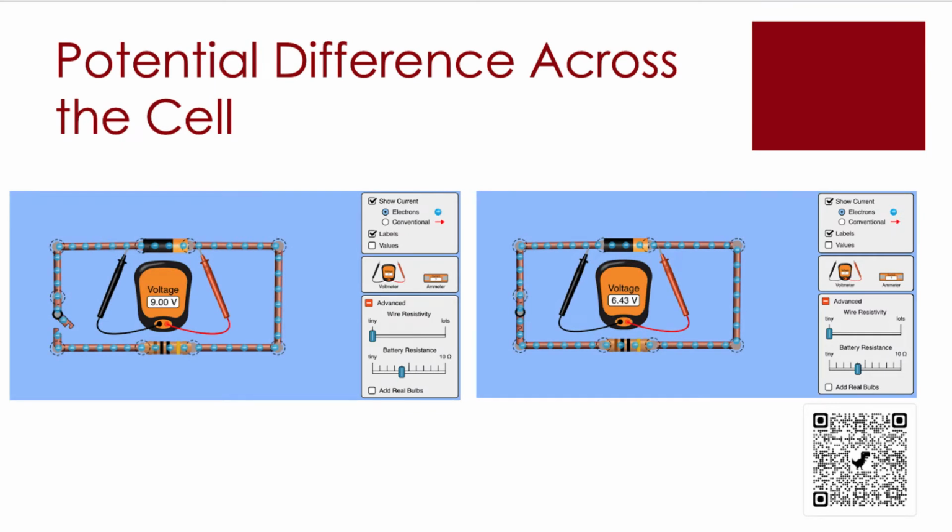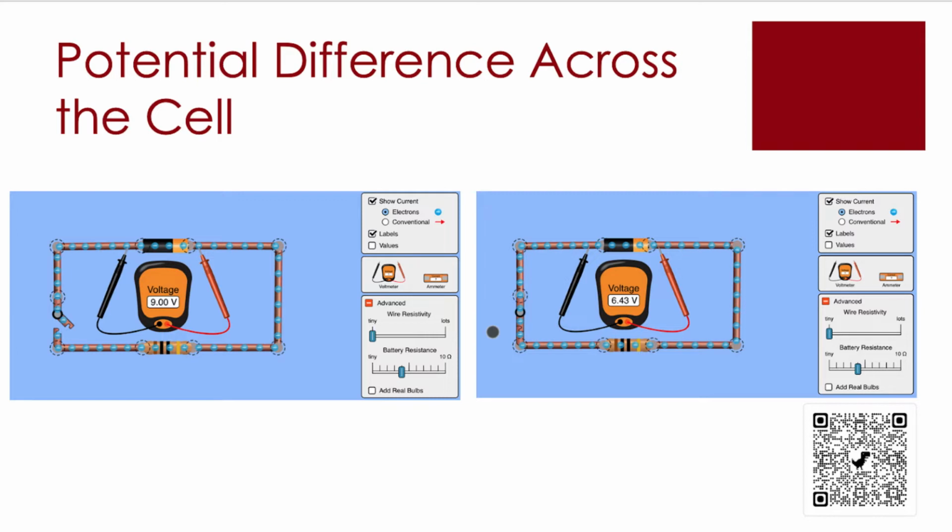Okay, so I've used the PhET simulation here. You can use the little symbol at the bottom to access the page. What I did here is look at the potential difference of a cell. Notice I have the circuit open, which means there's no current flowing, and in that case the potential difference across the battery or cell is 9 volts. But as soon as I close the circuit, you can see that the potential difference, or the voltage, has dropped to 6.43 volts. What we need to talk about in this video is why that happens.